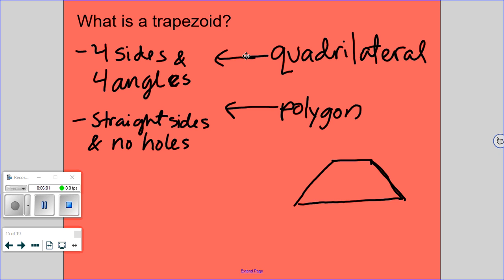Sometimes I can draw a trapezoid that looks like this. Does that have square corners? Yes. That is also a trapezoid. But how come? What else could be a rule for our trapezoid other than 4 sides, 4 angles, straight sides, no holes? Mason? That it cannot have any circle shape. Yeah, we got that with straight sides. Cade, what do you think?